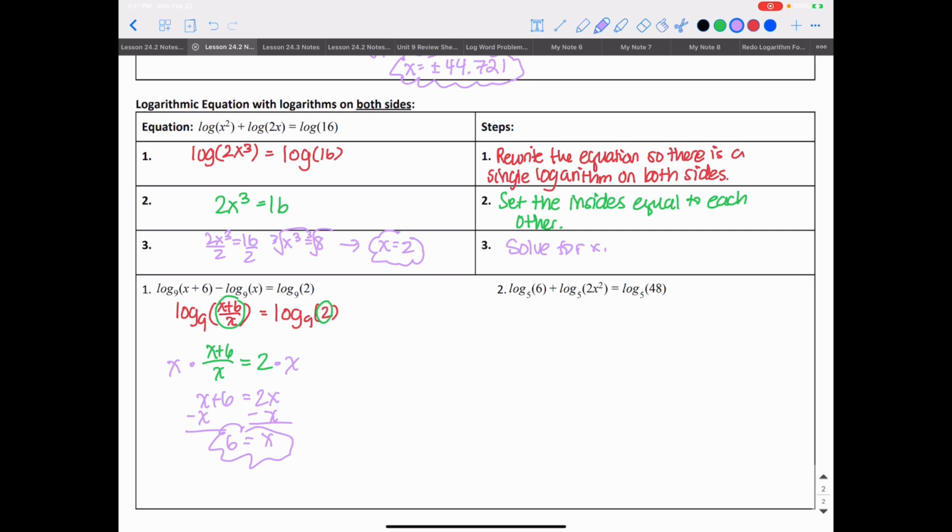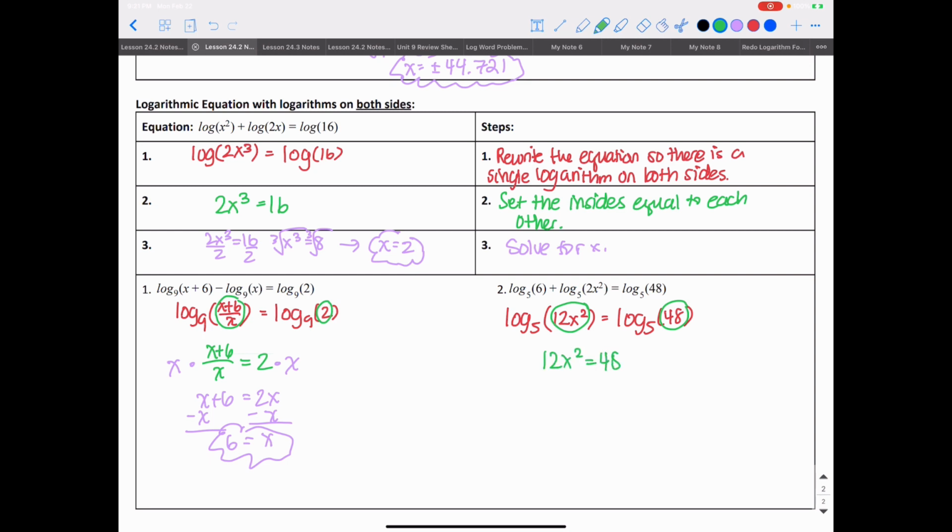For number 2, I want to consolidate these logarithms on the left-hand side. I don't have any coefficients, so I can immediately do that. There's addition in between, so I'm going to consolidate with multiplication. I have log base 5 of 6 times 2x squared, which is 12x squared, is equal to log base 5 of 48. From here, I'm going to set the insides equal to each other. I know this needs to be equal to this for the sides to be equal, since they have a logarithm of the same base on both sides. So I have 12x squared is equal to 48.